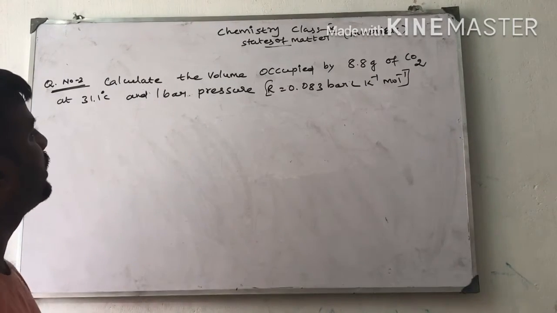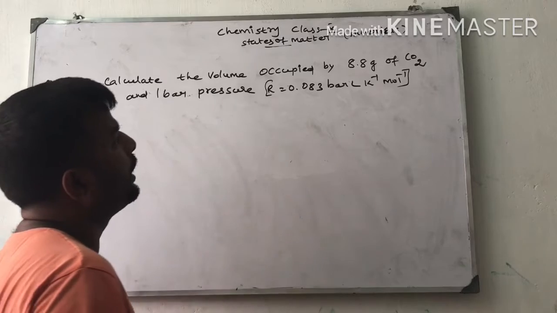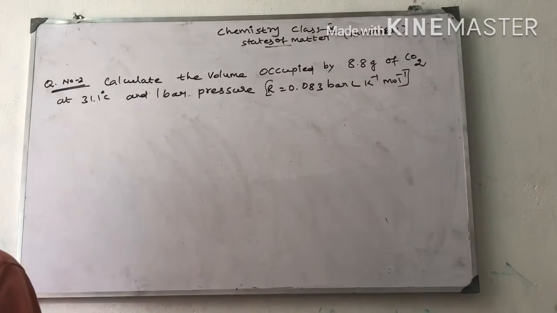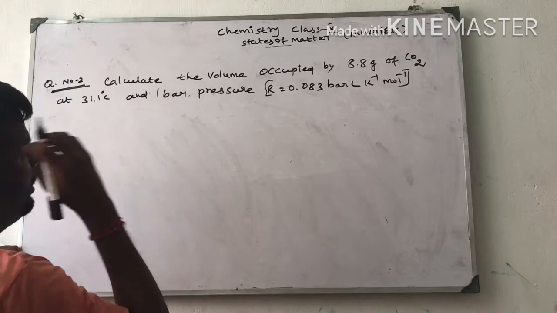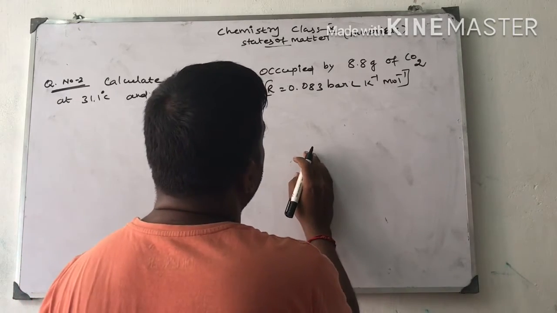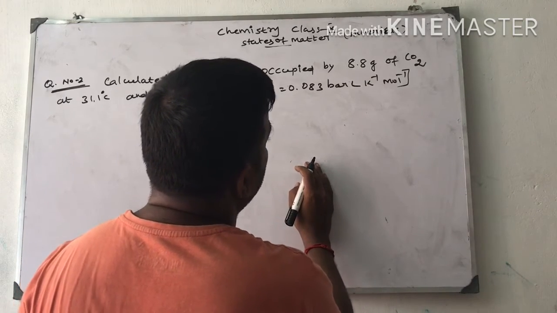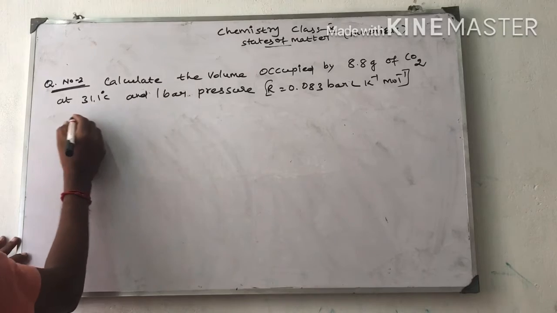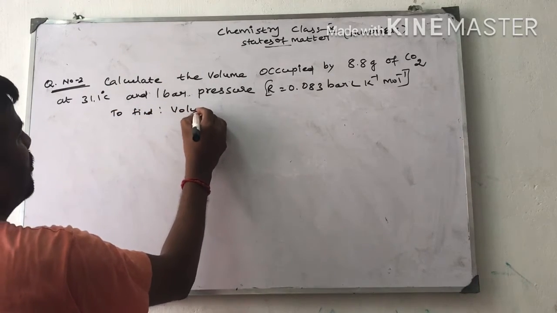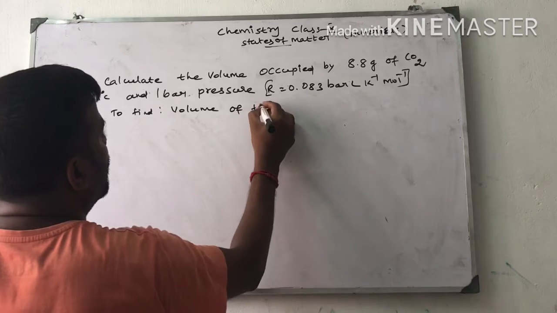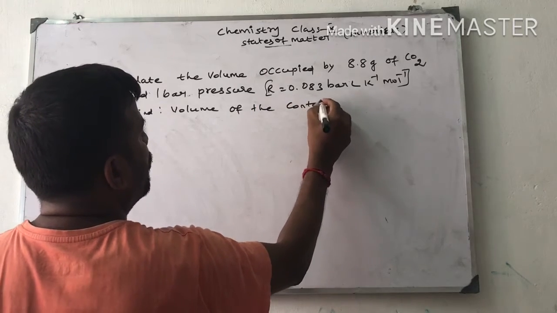Question number 2. Calculate the volume occupied by 8.8 gram of carbon dioxide at 31.1 degrees Celsius and 1 bar pressure. Gas constant is 0.083 bar liter Kelvin inverse mole inverse, given. To find: volume of the cylinder, volume of the container. This we have to find.